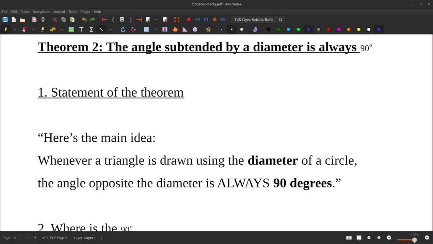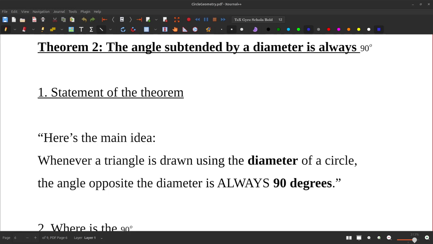Lesson 3. Welcome to yet another video on cyclic geometry, whereby in this lesson we are going to explore, or rather find, the angle that is subtended by a diameter. Now here is the theorem. It's our second theorem.